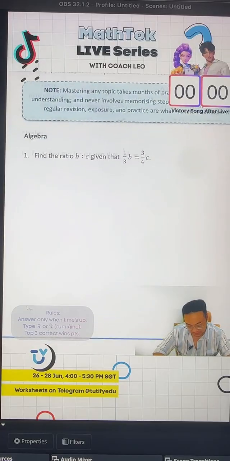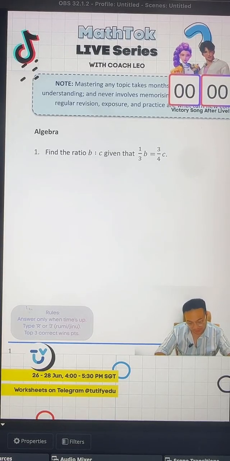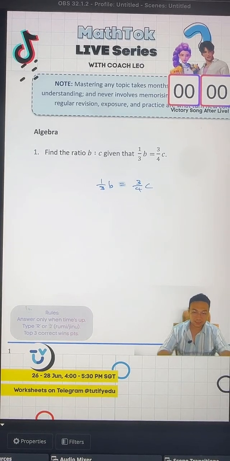Let's start with algebra. Find the ratio B is to C given that 1/3 B equals 3/4 C. So, how should we do this? Come, let's write it down first. 1/3 B equals 3/4 of C. Now, do you notice that there's fractions, right?